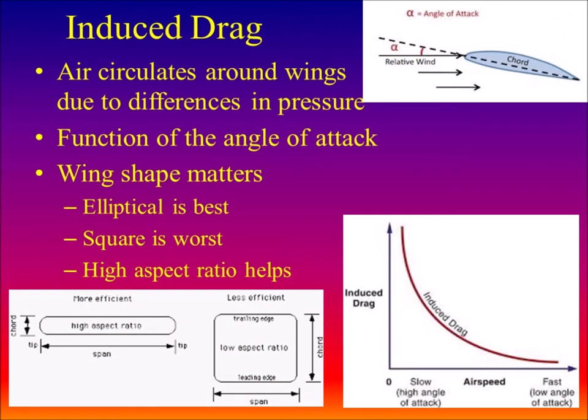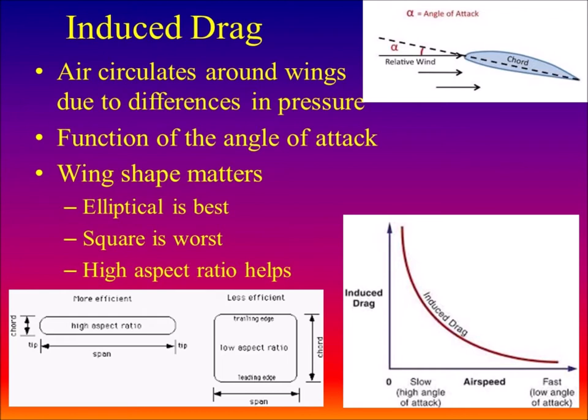So the second type of drag that I'm going to discuss today is called induced drag. And so what's going to happen, of course, if we look at the lower left corner of the diagram here, you can see that there are different types of wings. We can have a wing that's very long and narrow, and this is what we call an aspect ratio. We take the wingspan and divide it by the chord, or how deep the wing is. Or we could take a short, stubby wing, which is far less efficient.